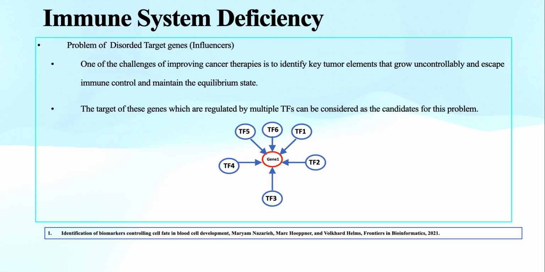One of the challenges of improving cancer therapies is to identify key tumor elements that grow uncontrollably and escape immune control and maintain the equilibrium state. The target of these genes, which are regulated by multiple transcription factors, can be considered as candidates for this problem. Here I have shown the target gene, which is regulated by 6 transcription factors as influencers in this small network.